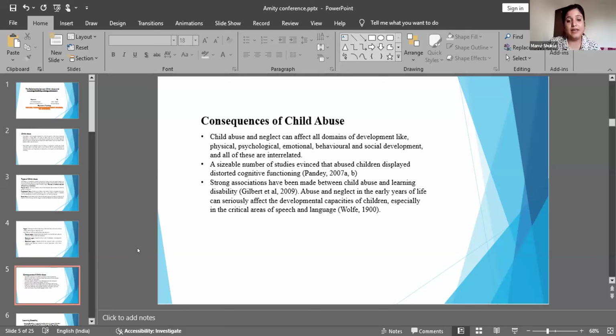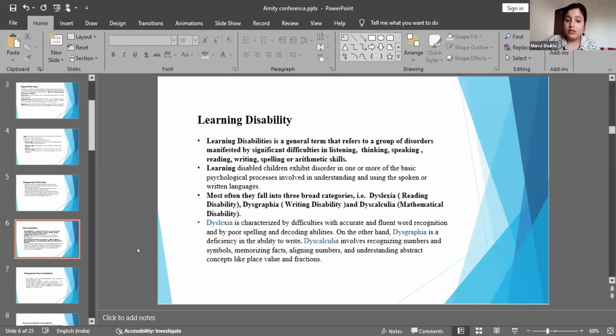A sizable number of studies evidence that abused children display distorted cognitive functioning. A strong association has been made between child abuse and learning disability. Abuse and neglect in the early years of life can seriously affect the developmental capacities of children, especially in the critical areas of speech and language.